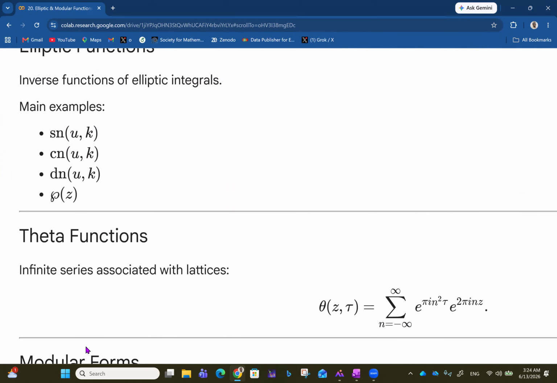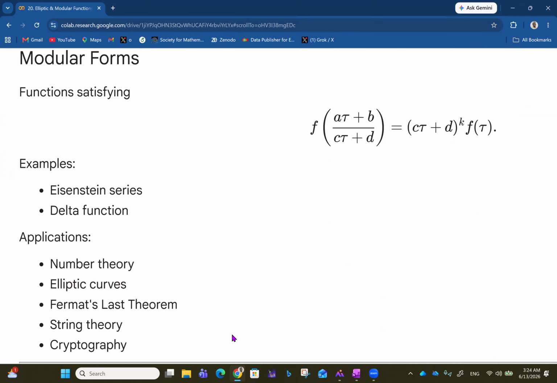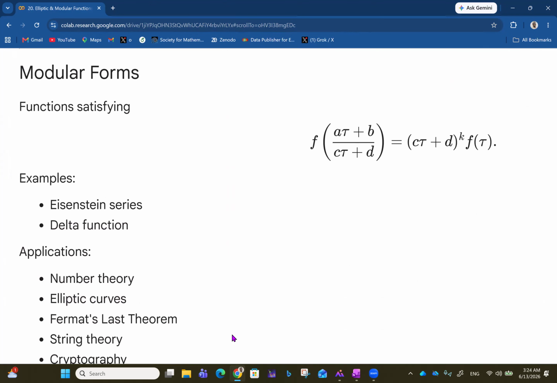And that leads us to the theta function, infinite series associated with lattices. Theta of z comma tau is equal to the summation from n equals minus infinity to infinity of e raised to pi i n squared tau, times e raised to 2 pi i n z. Then we have modular forms: functions satisfying f of (a tau plus b) over (c tau plus d) equals (c tau plus d) raised to k times f of tau.